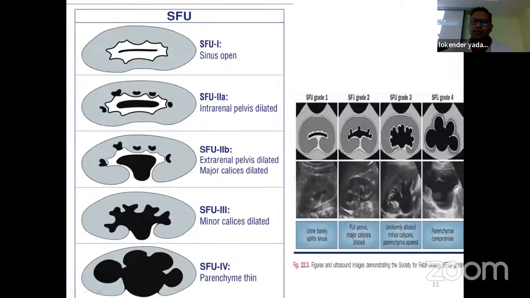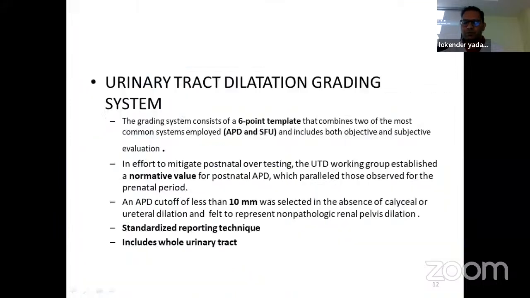In SFU grade 1, the urine barely splits the sinus. In grade 2, the pelvis is full and the major calyces are dilated. In grade 3, there is uniform dilatation of the minor calyces and the parenchyma is not involved. In SFU grade 4, there is a compromise of the renal parenchyma, and the renal parenchyma may appear thin.